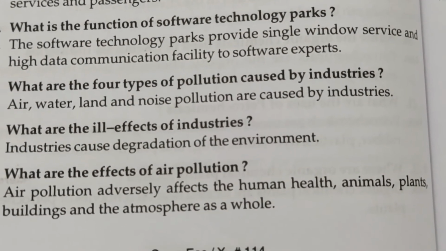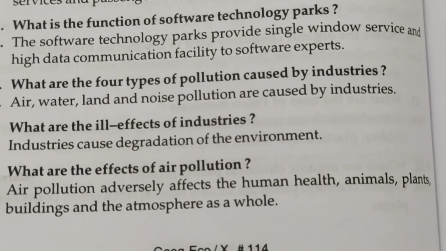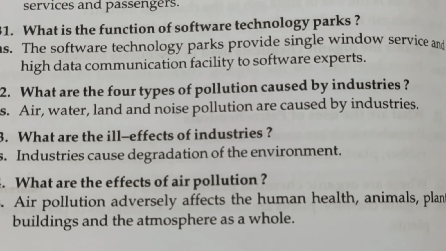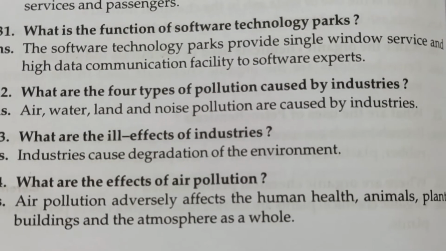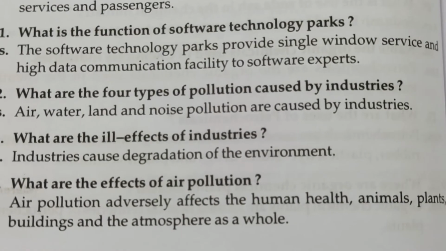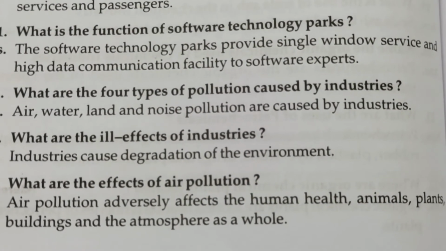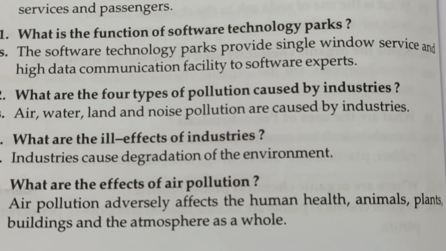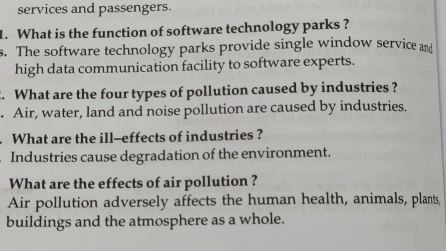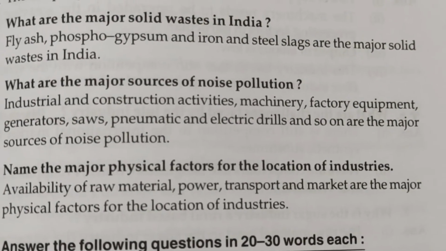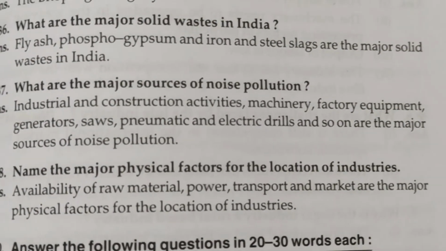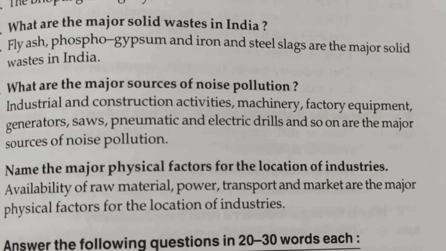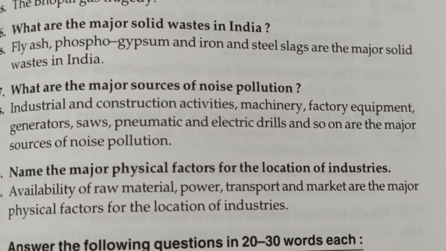What are the ill effects of the industries? Industries cause degradation of the environment. What are the effects of air pollution? Air pollution adversely affects the human health, animals, plants, buildings, and atmosphere as a whole. What are the major solid waste in India? Fly ash, phosphor gypsum, and iron and steel slags are the major solid waste in India.